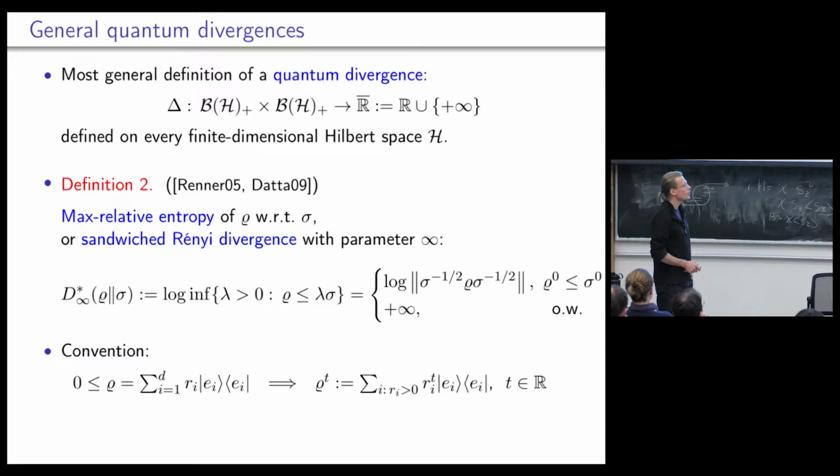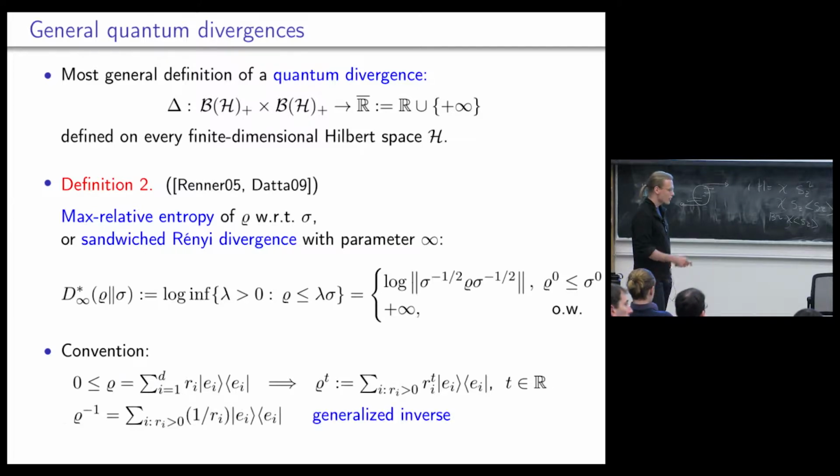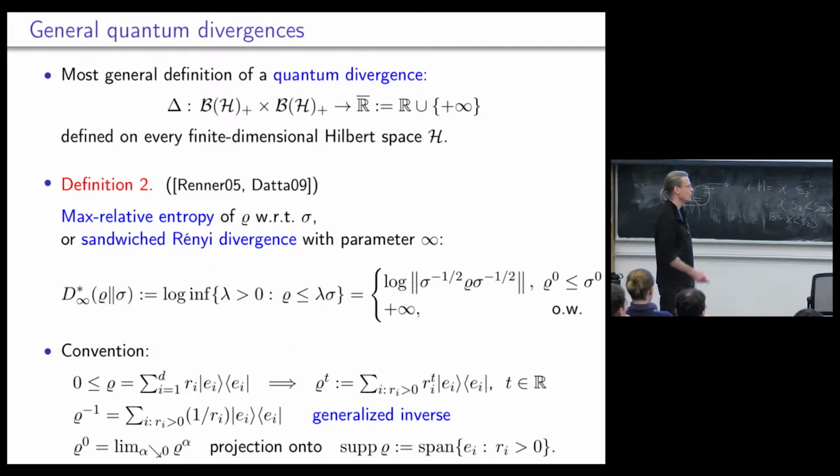And we take arbitrary real powers of this. So in this way, we can take arbitrary real power of positive semi-definite operators. And in particular, the power -1 is going to be the generalized inverse. And this power 0 is nothing else but the projection onto the support, which is just the subspace spanned by all the eigenvectors with strictly positive eigenvalue. Okay. So these are just some conventions. And later, when you see negative powers, we always work with this convention.